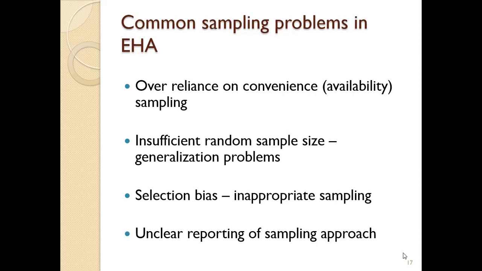Selection bias, I've already talked about that, and then unclear reporting of sampling approaches within reports, because you should be able to write in the reports how you sampled, pointing out weaknesses and strengths of your sample strategy, to inform the readers or the evaluation managers to say, okay, we can use this because the sample was like this.